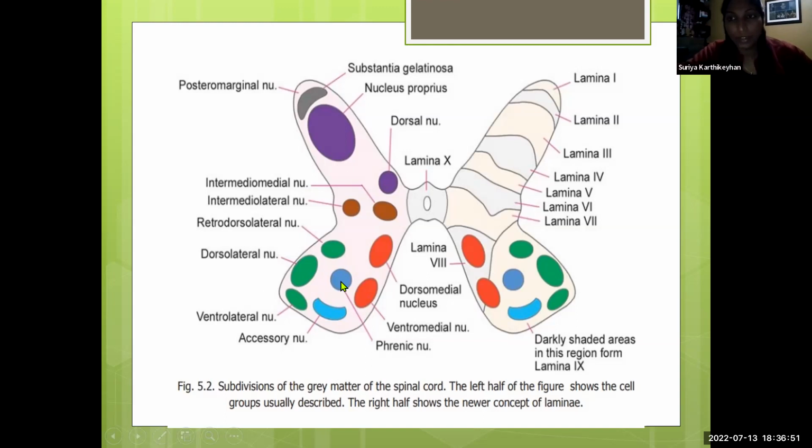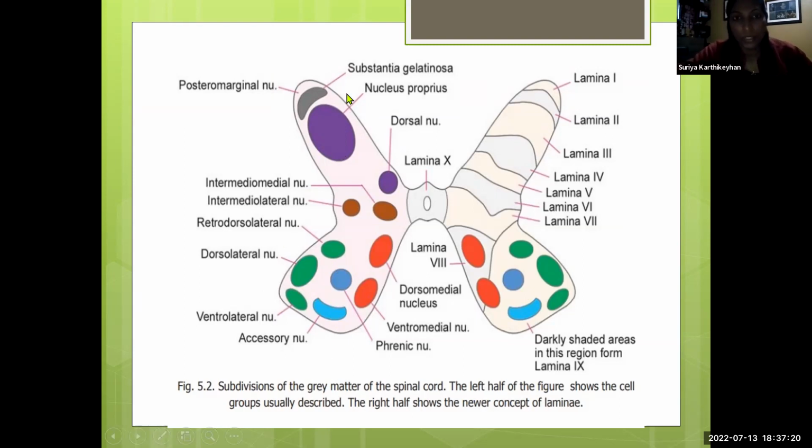So the phrenic nerve will be supplying the diaphragm, whereas the accessory nucleus innervates only two muscles. It is motor. So it will be innervating two muscles: one is the sternocleidomastoid, another is the trapezius muscle. And then we have the lateral group of nucleus. These all will be controlling the motor activities of the limbs, that is upper limb and lower limb. All the motor activities are controlled by the lateral group of nucleus.